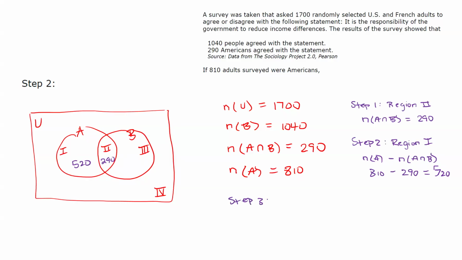Step 3 would be region number 3. So this region number 3 is going to be the number of French people, meaning not Americans, who agree with the statement. So this would be the cardinality of set B minus the intersection of A and B. So that would be 1040 minus 290, which equals 750.